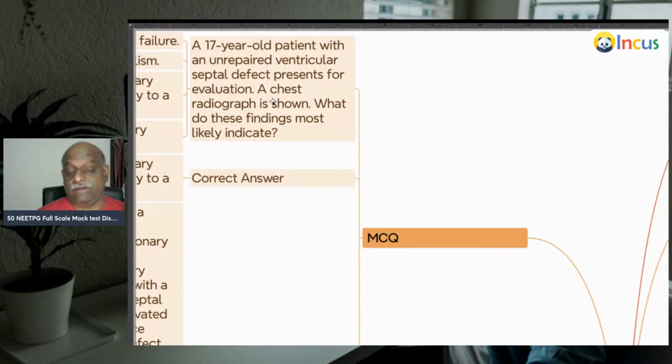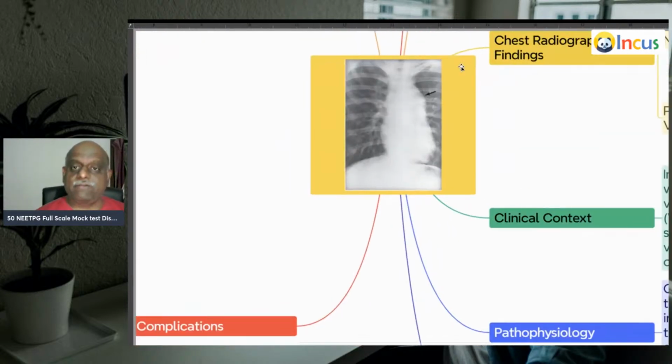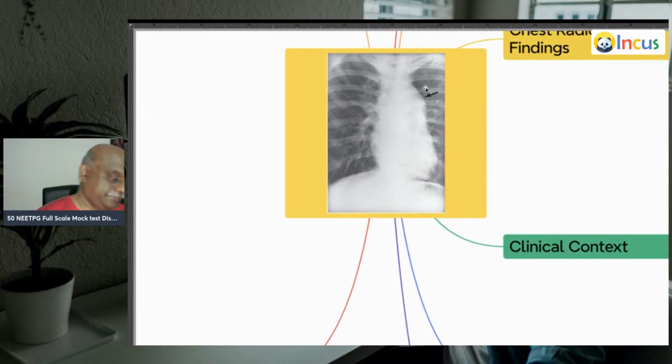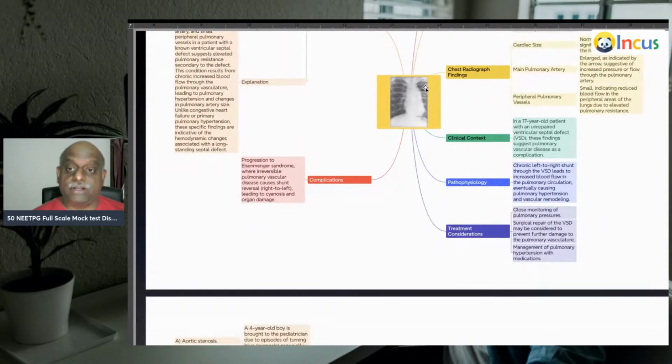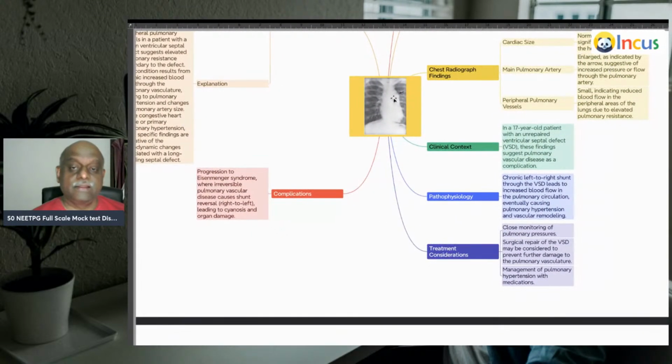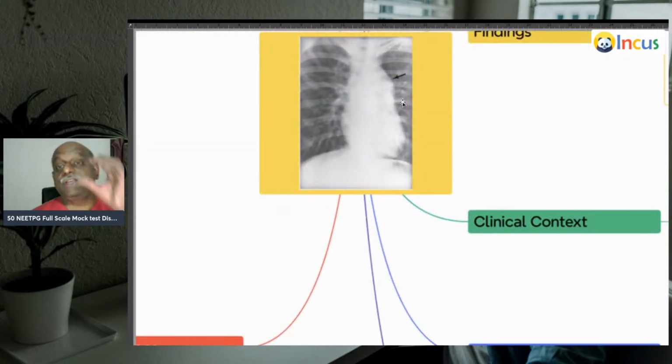A 17-year-old with an unrepaired ventricular septal defect has had a chest radiograph done. So what is a very characteristic feature you are able to see in this chest radiograph, doctor? Typically, there is an enlarged pulmonary artery, which is very, very prominent. So whenever a VSD patient has a prominent pulmonary artery, it means he has developed pulmonary hypertension. Normally, VSD is a left to right shunt.